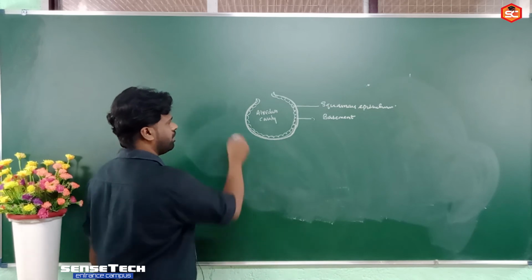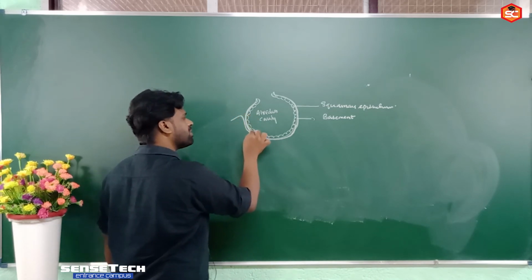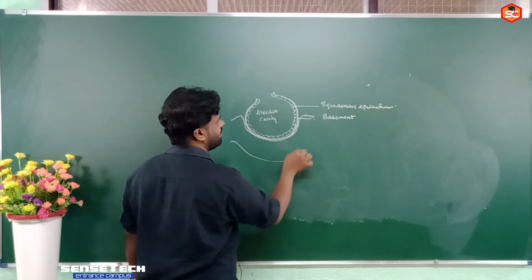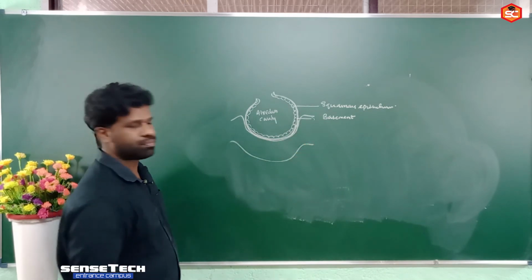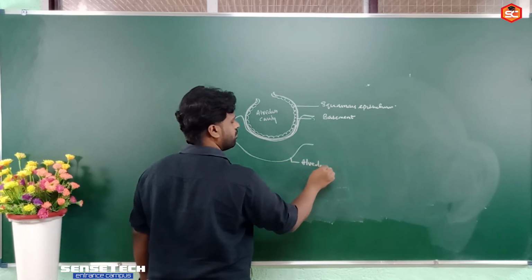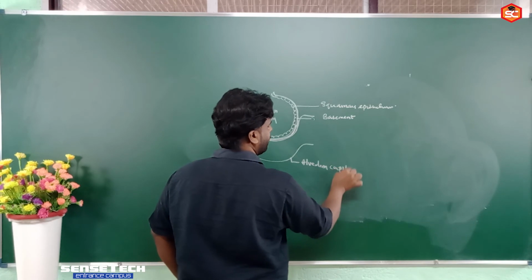Then, these alveoli are highly vascular too, supplied with blood vessels. So this is the alveolar capillary. This is called the alveolar capillary.